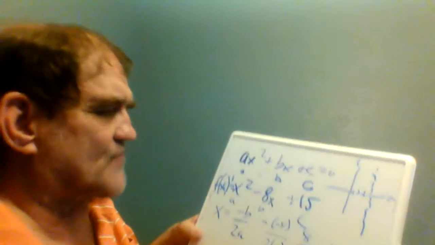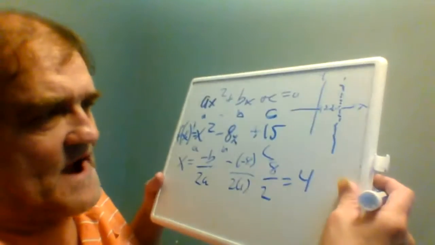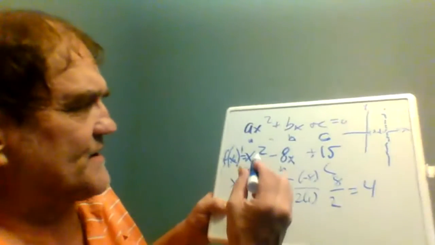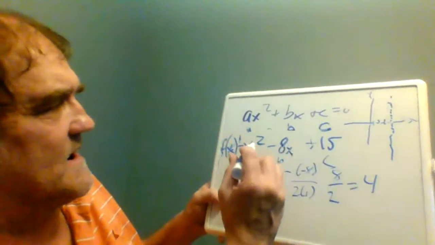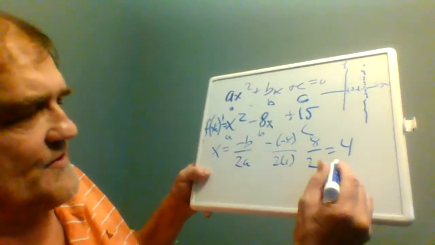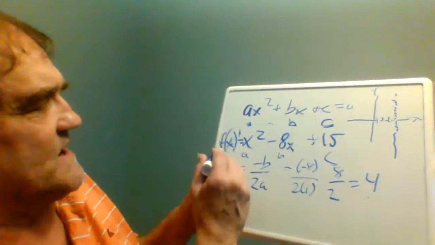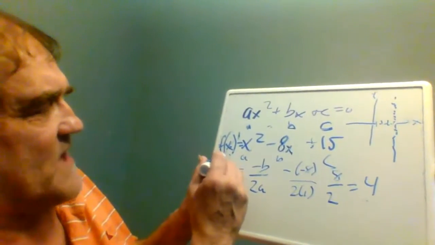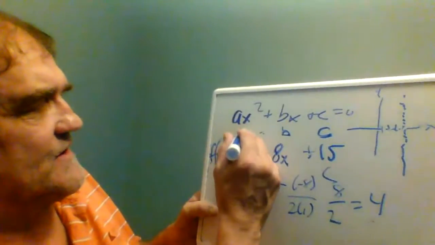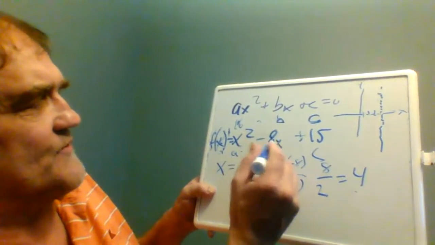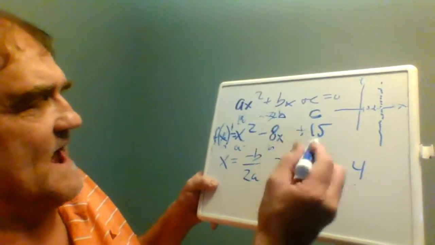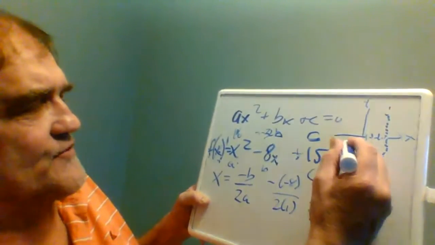Now, if you're trying to find the vertex, that means you want to find what the y value is. How do you do that? You take 4 and you plug it into x. X equals 4, so you put that into where the f of x is. F of 4 is equal to 4 squared, which is 16, minus 8 times 4, which is 32, plus 15. That will equal minus 1.